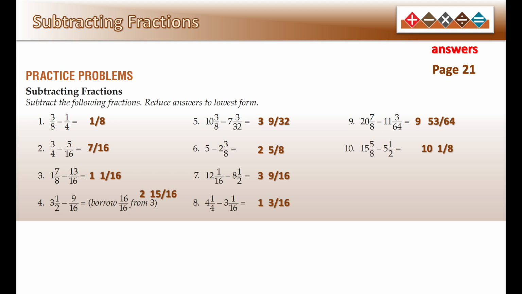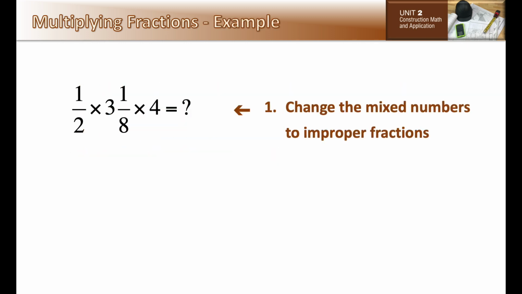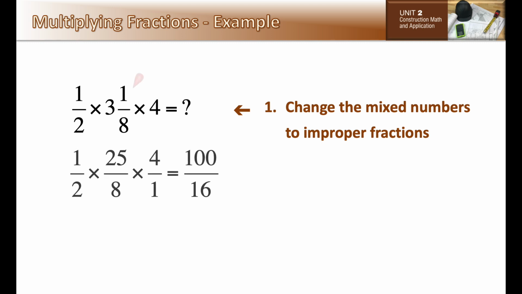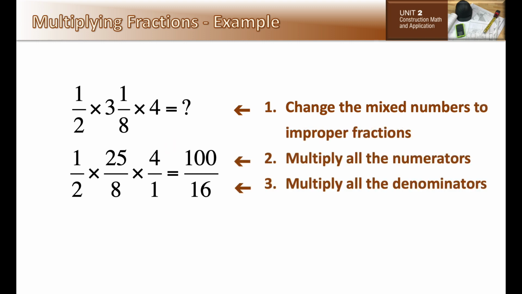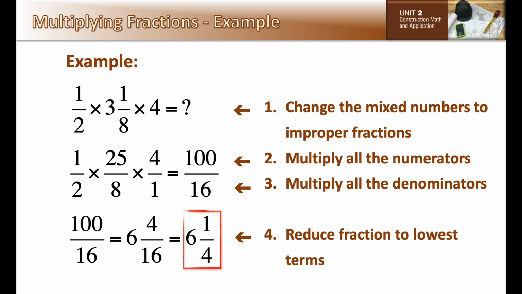Multiplying fractions. Change the mixed numbers to improper fractions. Multiply all the numerators, then multiply all the denominators, then reduce fraction to its lowest terms. In this example, first, change the mixed numbers to improper fractions, 3 1/8 to 25/8, and the 4 to 4/1. Then multiply all the numerators, next multiply all the denominators, and finally reduce to its lowest terms, 6 1/4.